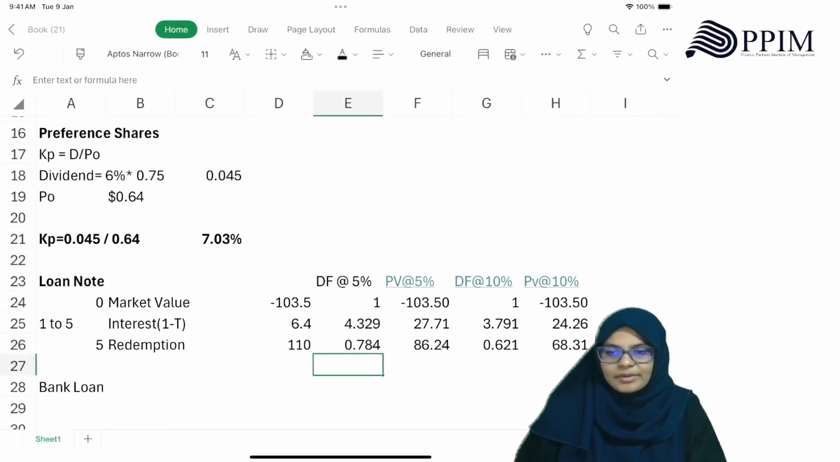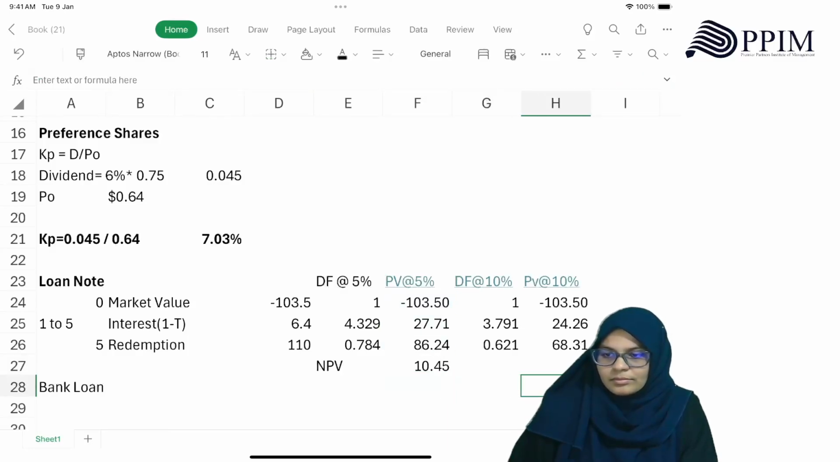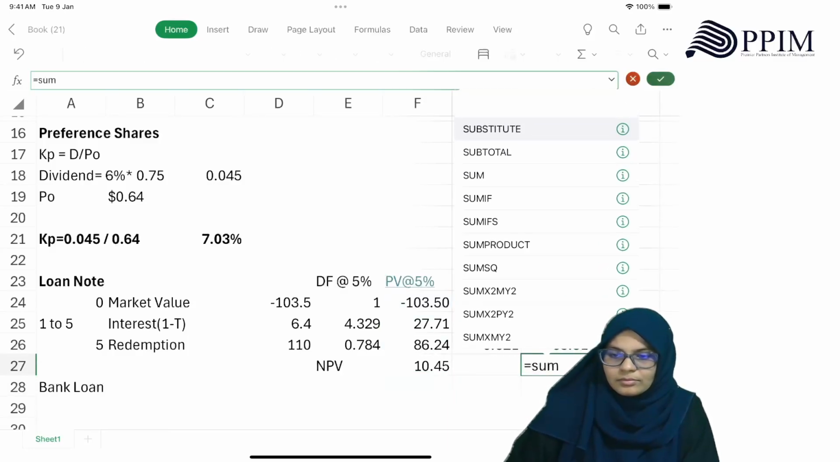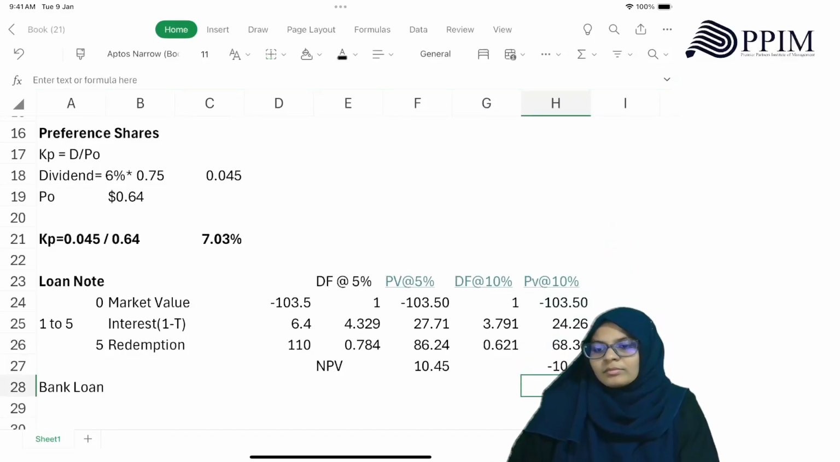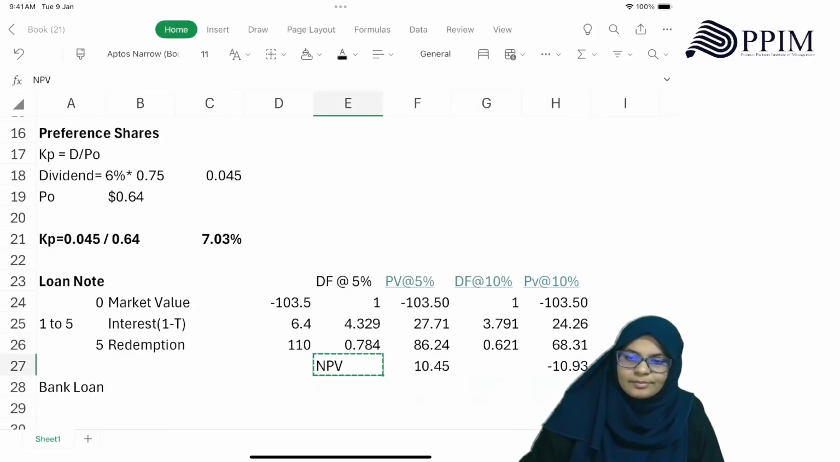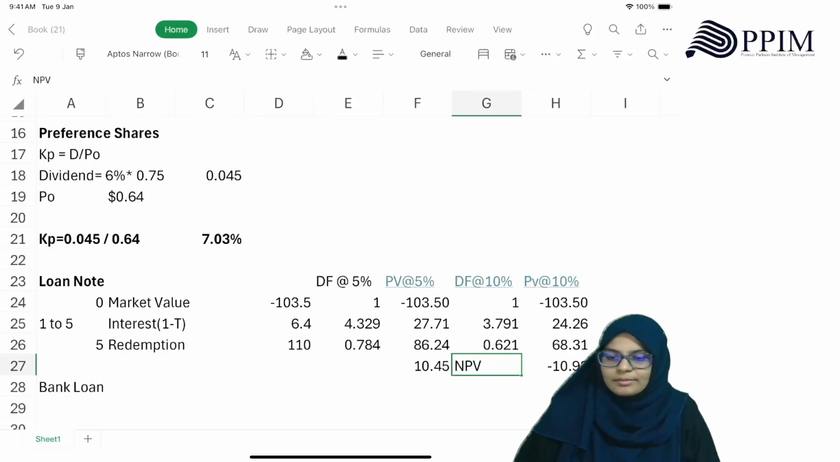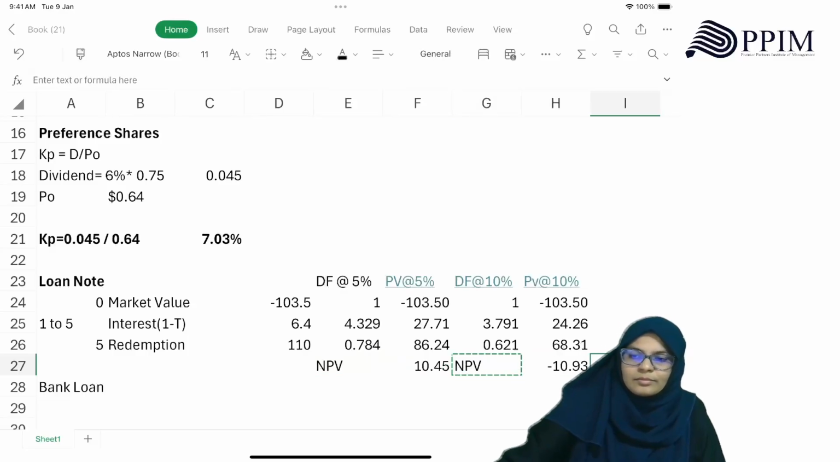So let's take the NPVs as well. Just the total of this column. Okay, so these are the two NPVs. Take it down if you haven't. Then we can do IRR.